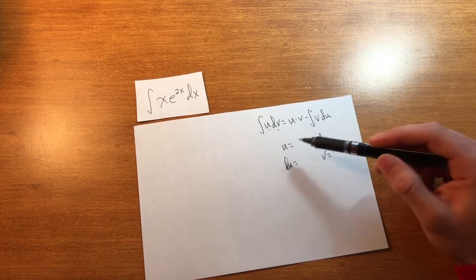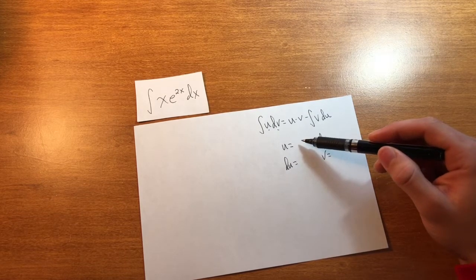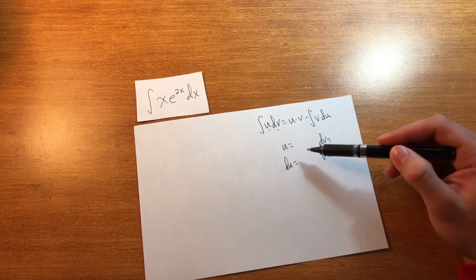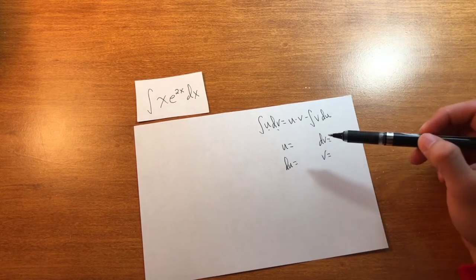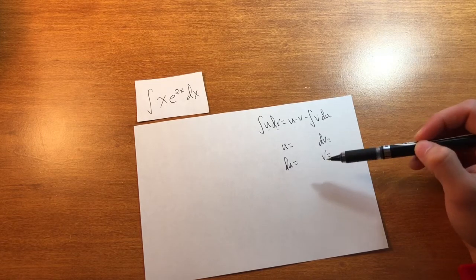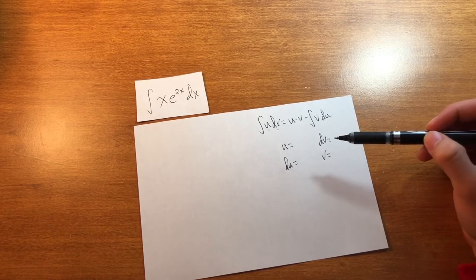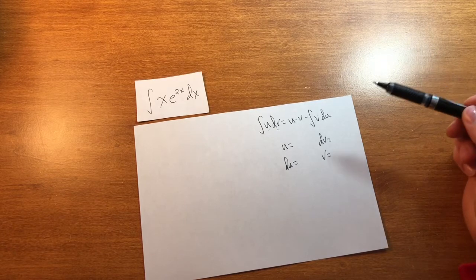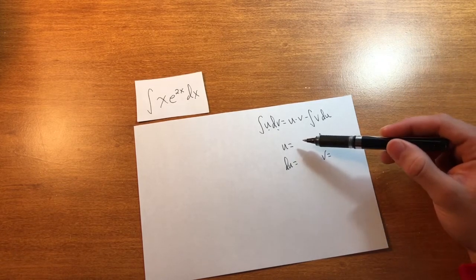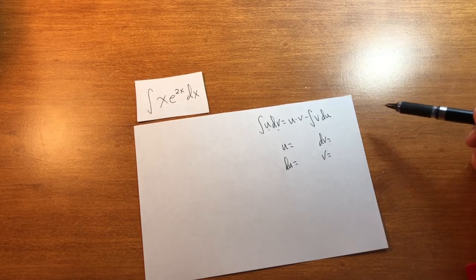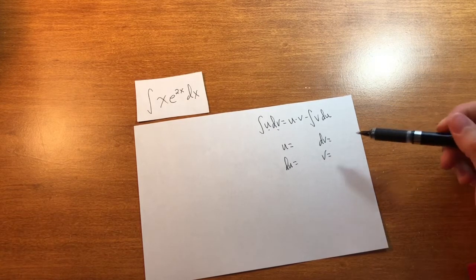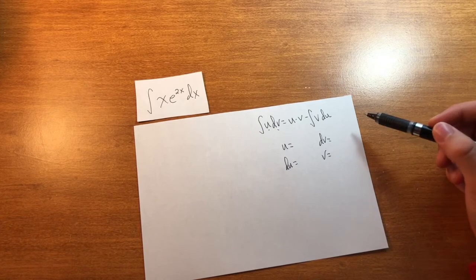Well, you want to usually make u something that is going to simplify or reduce. So if I make u x, and then I take the derivative of x, that's going to be 1. That's great. That reduces quite nicely. If I were to make it e^(2x), then the derivative of that is 2e^(2x). That doesn't really reduce. I'm still getting that e^(2x).